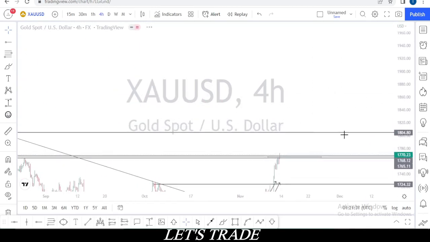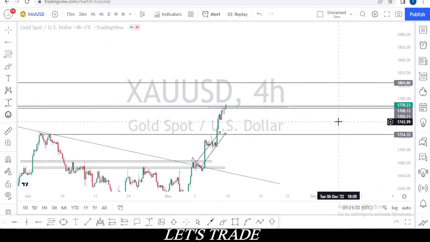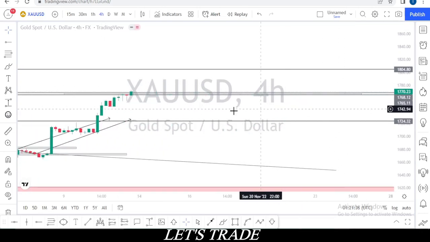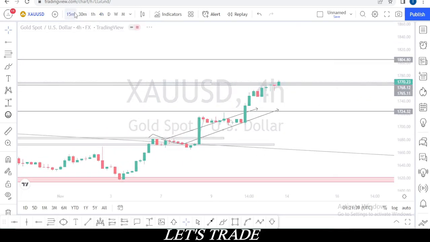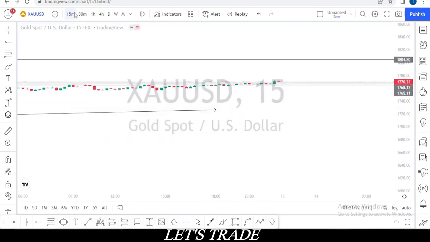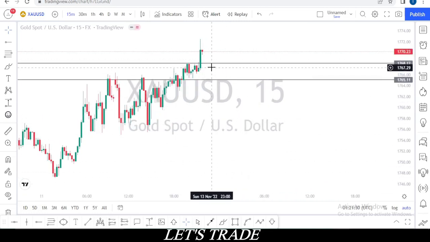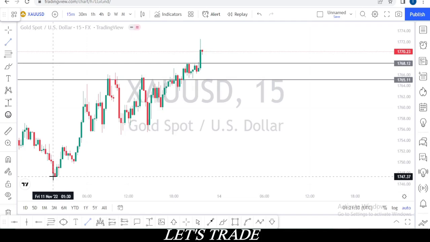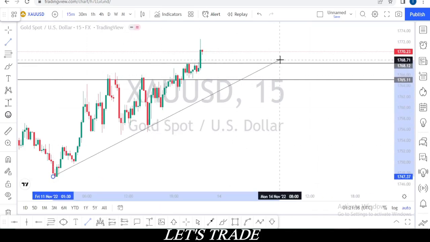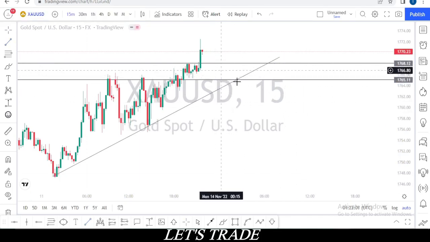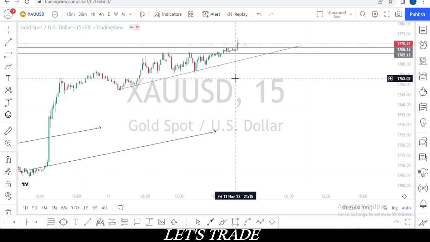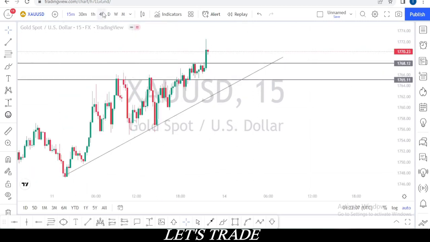So what will I be expecting by next week on gold? Maybe I'll scroll to a lower time frame. Let me go to a 15 minutes time frame. Now on the 15 minutes time frame, I'll be expecting some kind of a pullback into this zone. Let me put a trend line there. Hopefully we come back into the zone and hopefully we get a 15 minutes touch to this trend line. But if that doesn't happen, regardless, I expect price to keep pushing higher.